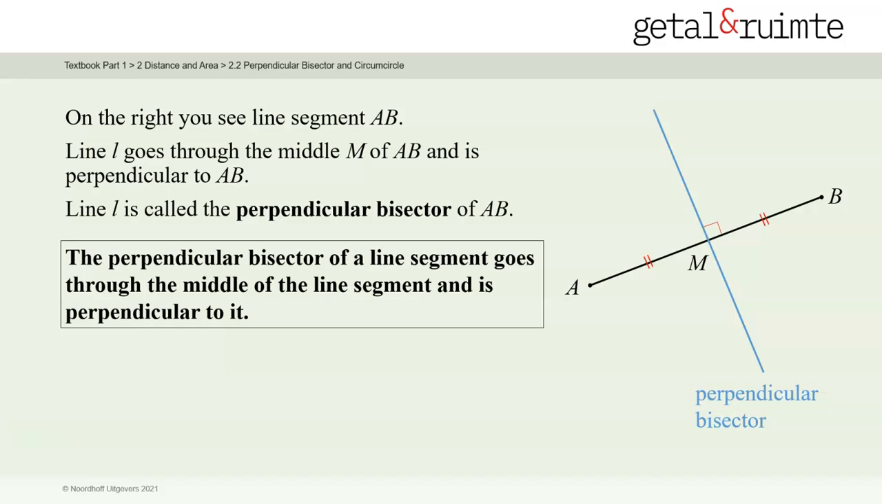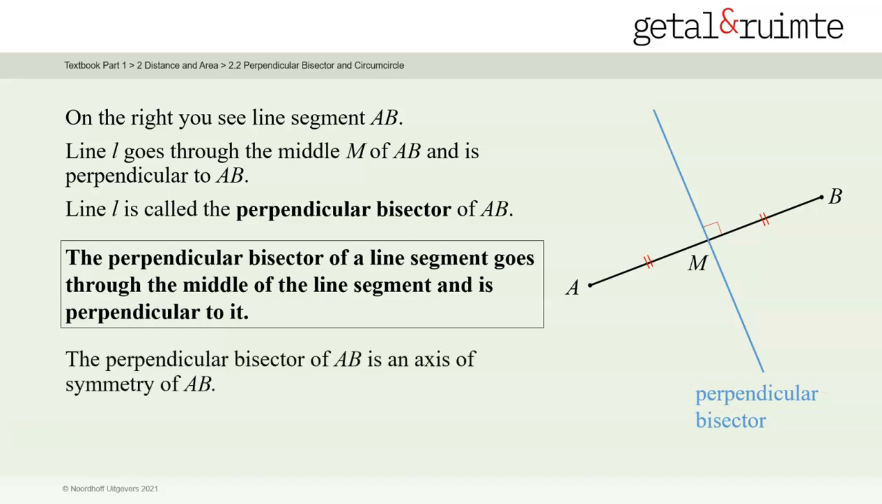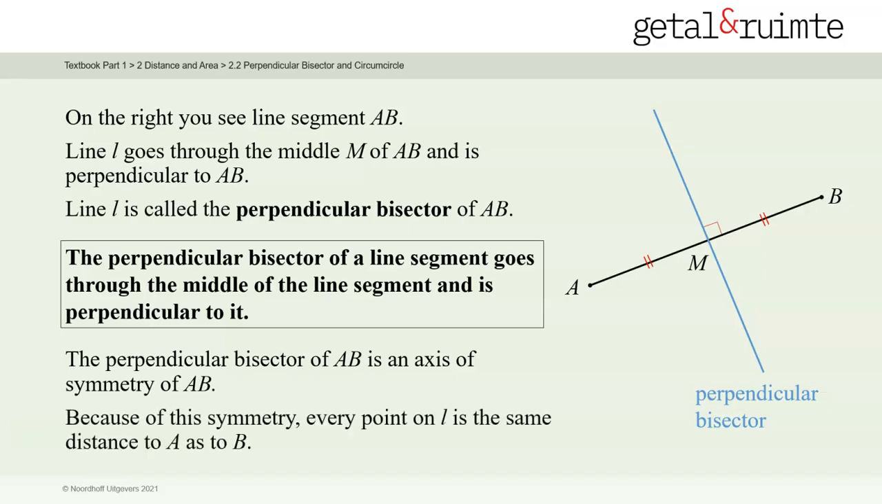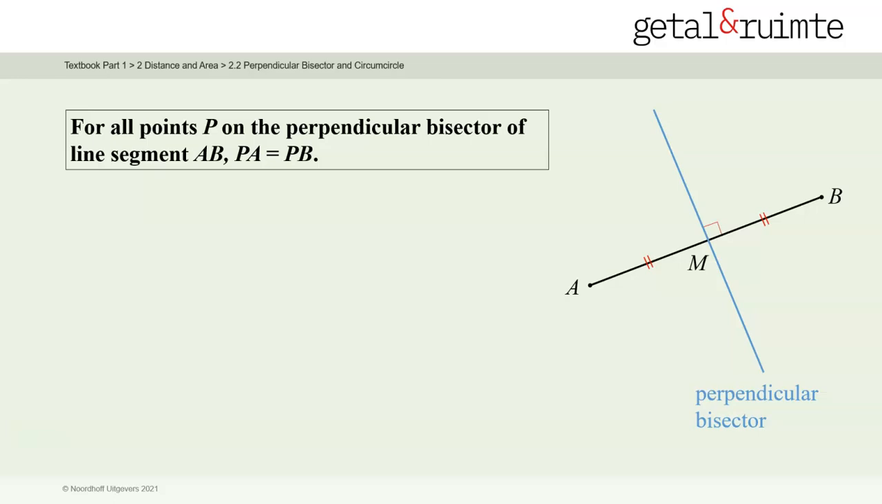A perpendicular bisector is a line that goes through the middle of a line segment and is perpendicular to it. And it's an axis of symmetry. So if you fold it, it's like a butterfly. You fold it, A and B will be precisely on top of each other. And because of this symmetry, all the points of that line have the same distance to A and B.